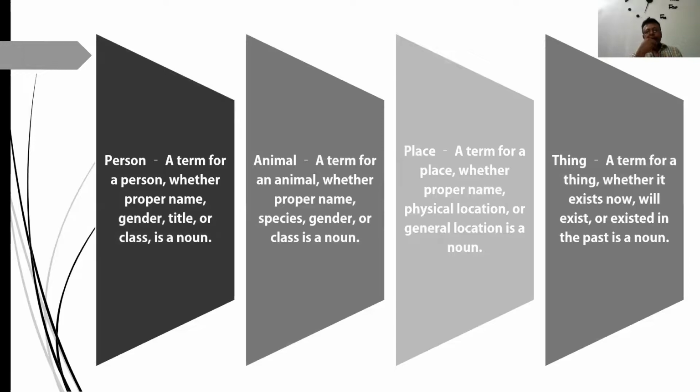Okay, have a look at all these four portions. The first one describes a person, the second one describes an animal, the third one describes a place, the fourth one describes a thing. So the name that is given to a person or animal or place or a thing is called a noun.